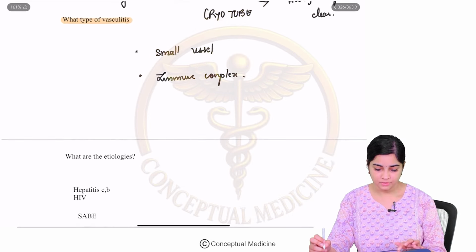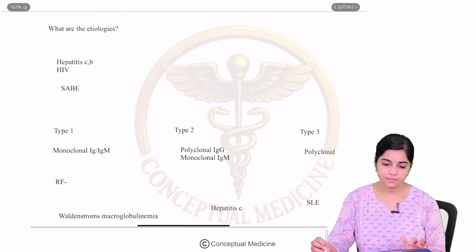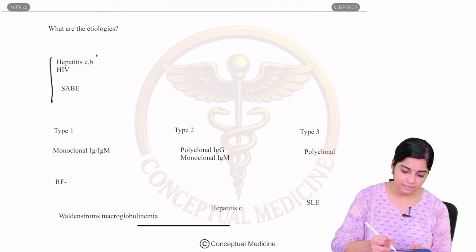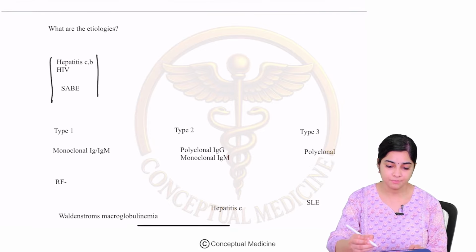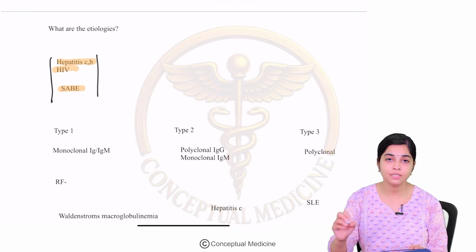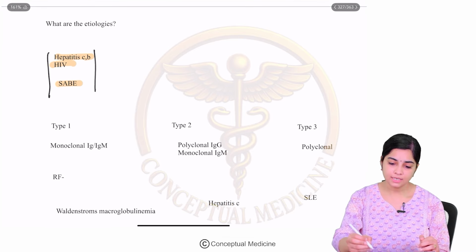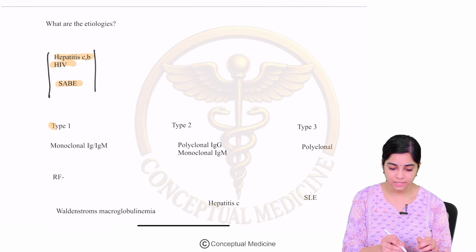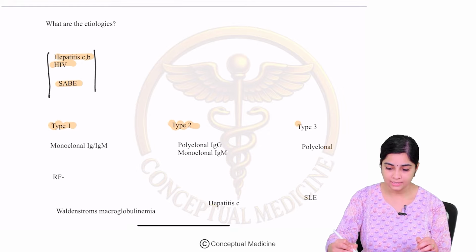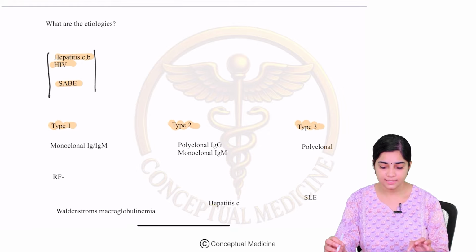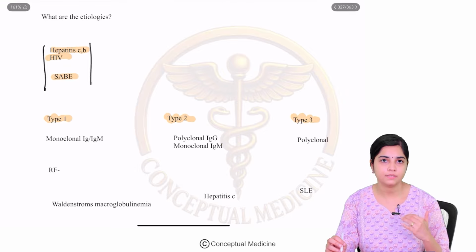Okay, fine. So, what are the etiologies? The most common etiologies are infectious in nature: hepatitis B, hepatitis C, HIV and subacute bacterial endocarditis. Cryoglobulins are classified into 3 types. So, we have type 1, type 2 and type 3. There are certain subtle differences between these 3 types.